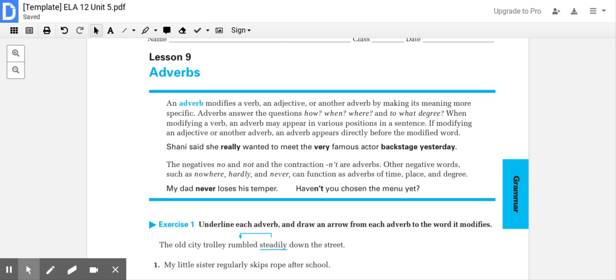ELA 12, Unit 5, Grammar Lesson 9, Adverbs. Adverbs are words that describe or modify a verb, an adjective, or another adverb. So they tell how something happened, when, where, how much.